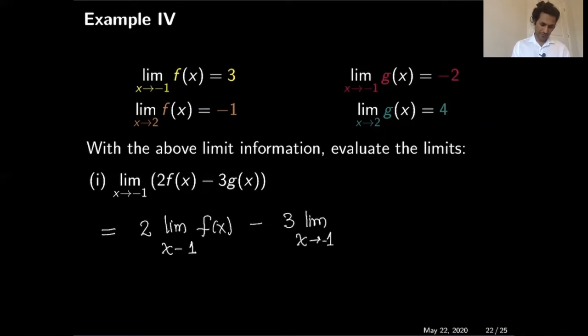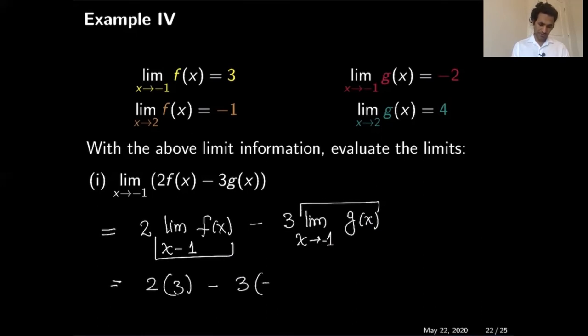and you can just calculate the limit by using the subtraction law. The limit of this function is given in the table, and so is the limit of that function. So this limit is given as 3 and this limit is given as -2. So this is 6 plus 6, which is 12.